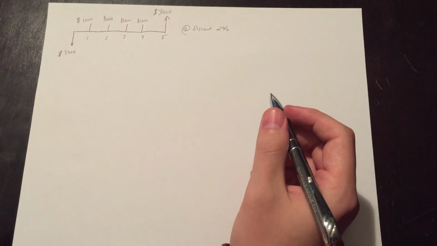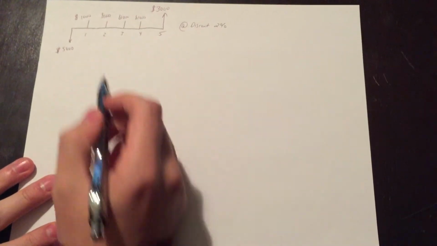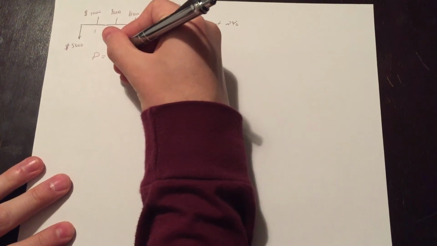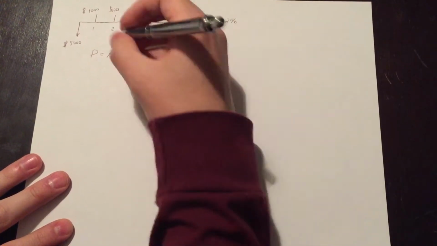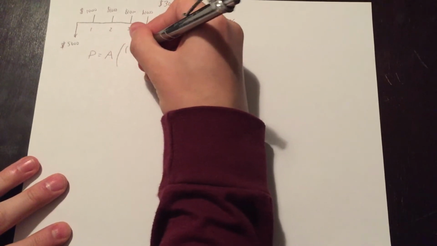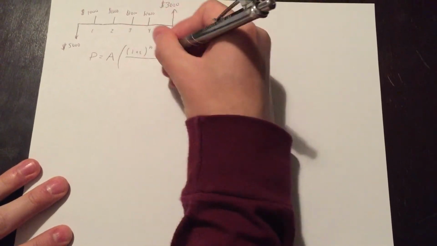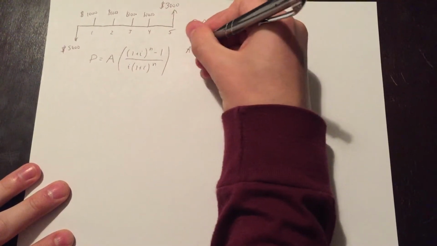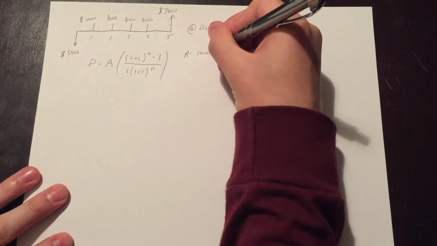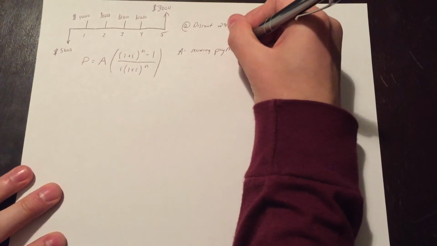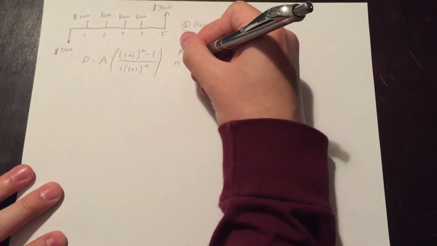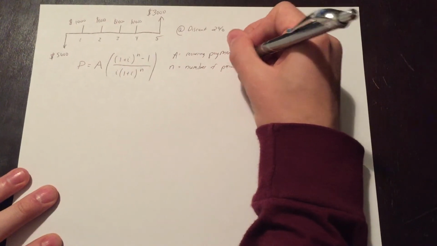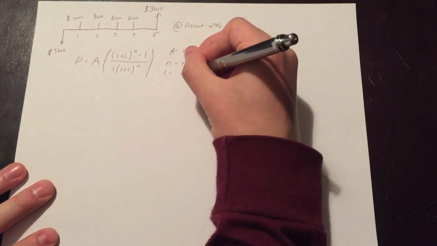So instead of using the normal present value equation, since there's 4 constant recurring payments, we could use the second, a little more complex present value equation, but it will take into account all 4 of those into one. So here's the equation right here. And in this equation, A is going to be the recurring payment, N is the number of periods, and then I is the discount rate.